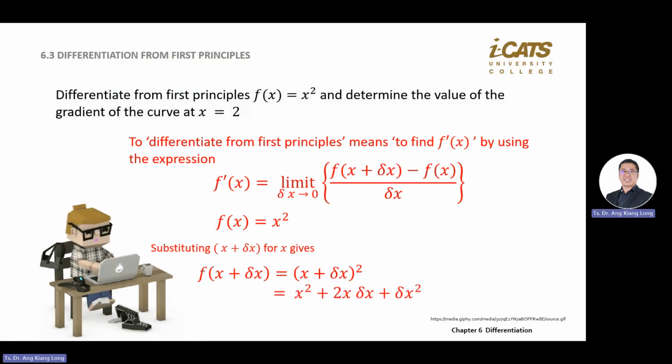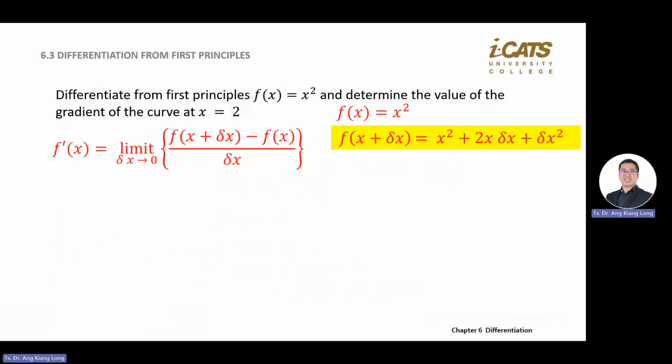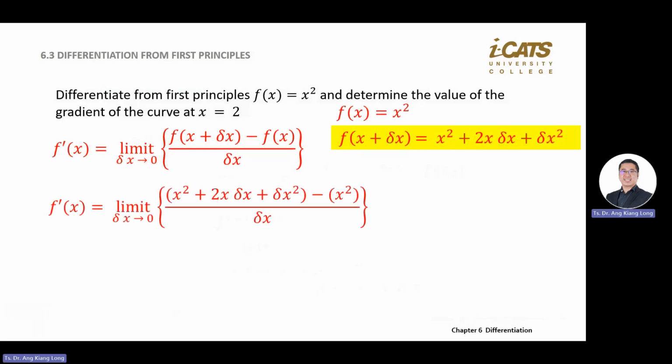Then you expand the bracket. You get a quadratic equation, which is x squared plus 2x delta x plus delta x squared. Okay, so this is what you get just now. So you get this one. Okay, you substitute this whole thing inside here.